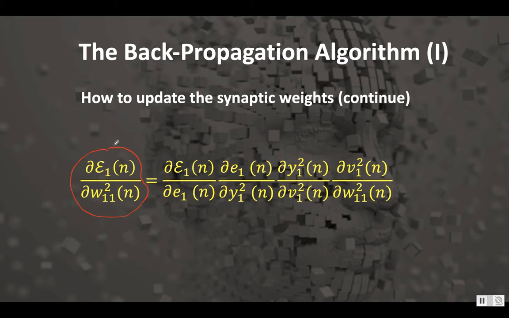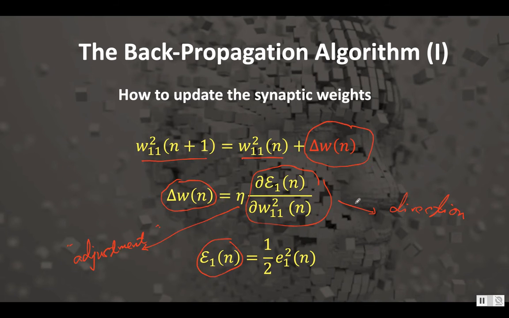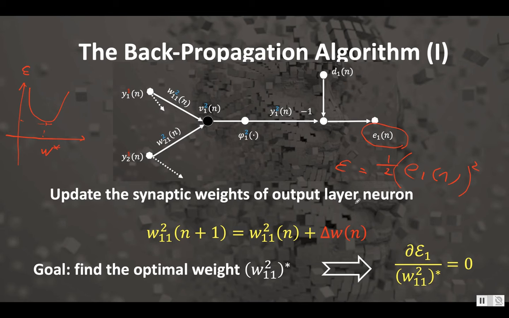And in order to find this one, we can apply the chain rule of calculus. This one equals the derivative of epsilon 1 with respect to E1, and E1 with respect to Y21, Y21 with respect to V21, and V21 with respect to W211. Okay, go back to this slide. In order to update this one, all these components will be used in the adjustment. It's the chain rule of calculus. Every term on this chain will be used in the adjustment.